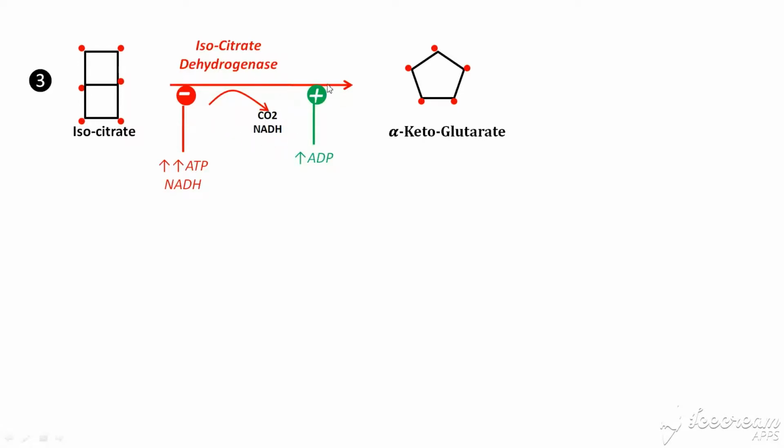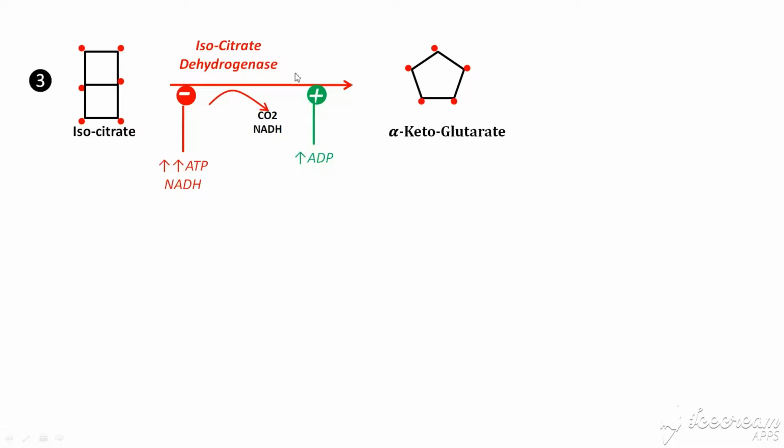Now, this is an irreversible reaction. That means that it's going to be highly regulated. The things that are going to inhibit isocitrate dehydrogenase are going to be ATP and NADH. Now, ATP, of course, indicates a high energy state, so that's going to tend to inhibit the TCA cycle. NADH is produced in the TCA cycle. So when we have a lot of NADH, that means that we don't need the TCA cycle to continue because we don't need to produce more NADH.